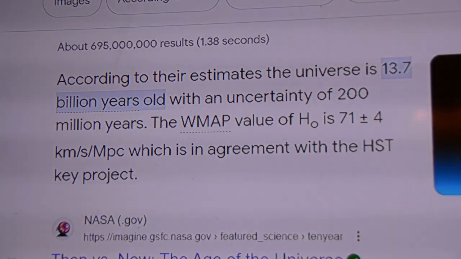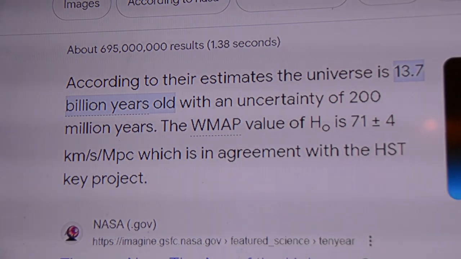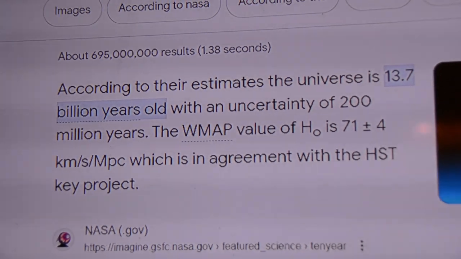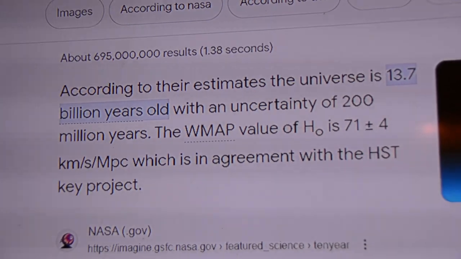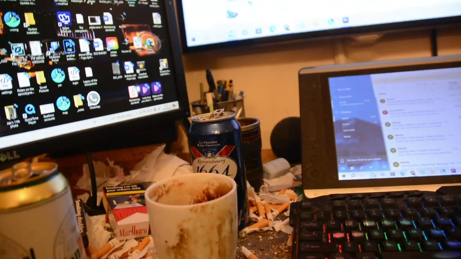Okay, scope up. According to their estimates, the universe is 13.7 billion years old with an uncertainty of 200 million years. Right, let's take that number and apply it to the concept that time is finite. It can't be done unless we know the scope of the universe.